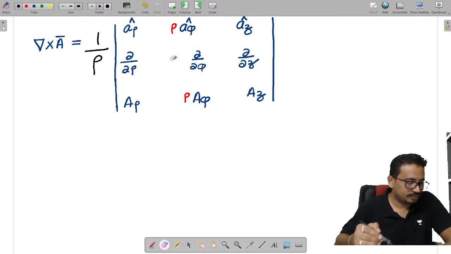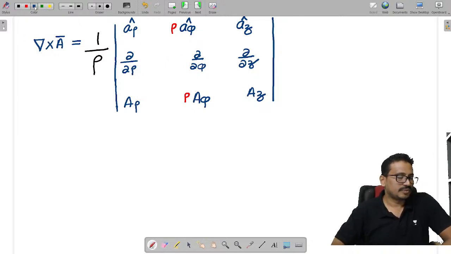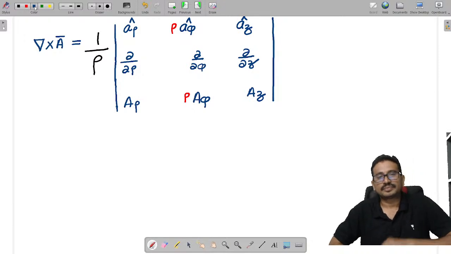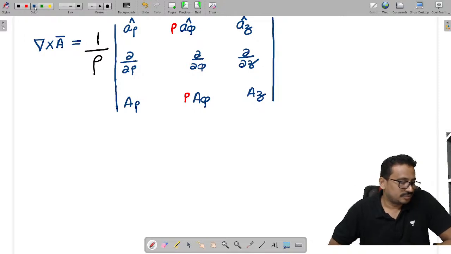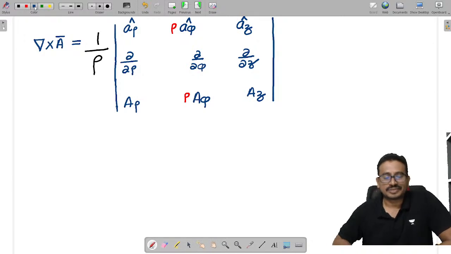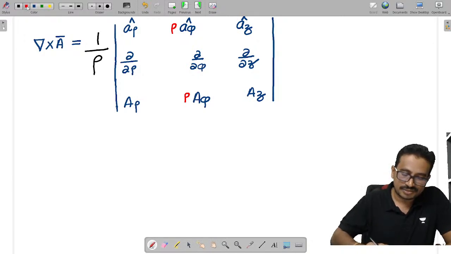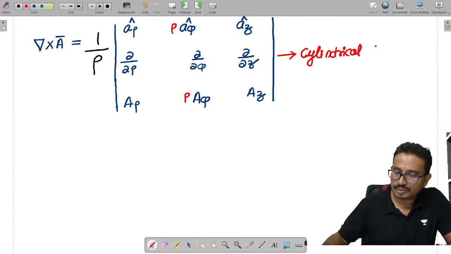अभी देखो इधर. So this thing I told you, the magic, I told you ना, यही था हमारा मैजिक. This is the magic. This is a curl in what system, you tell me? Cylindrical system. So, magic completed.